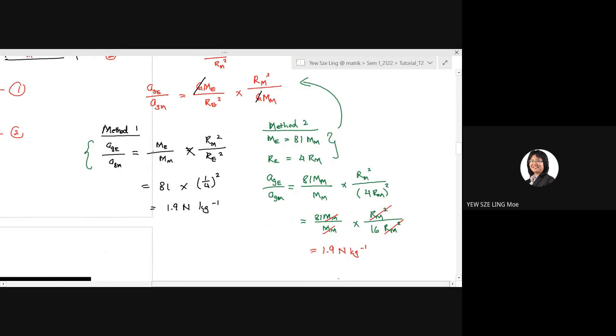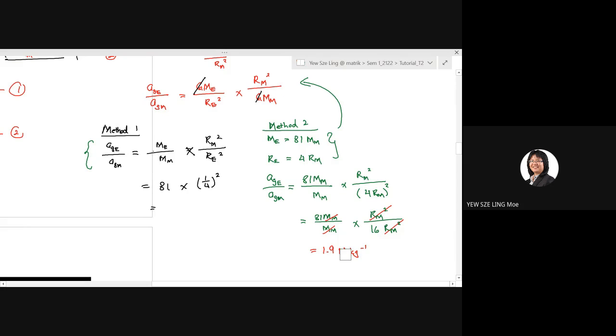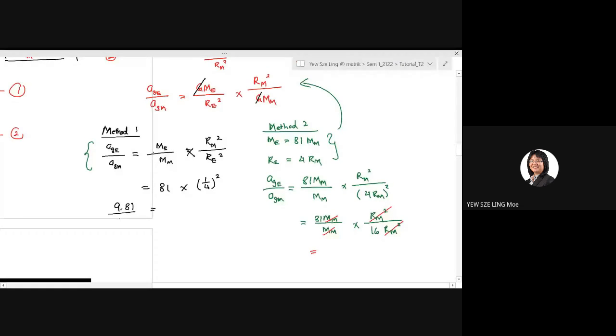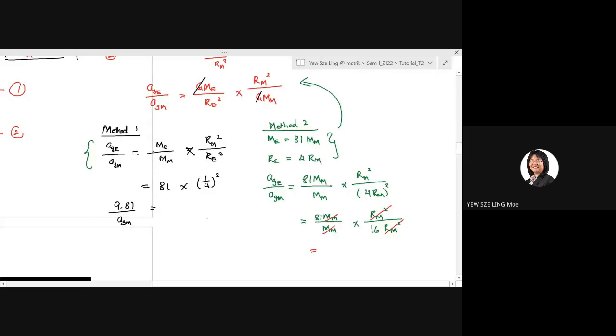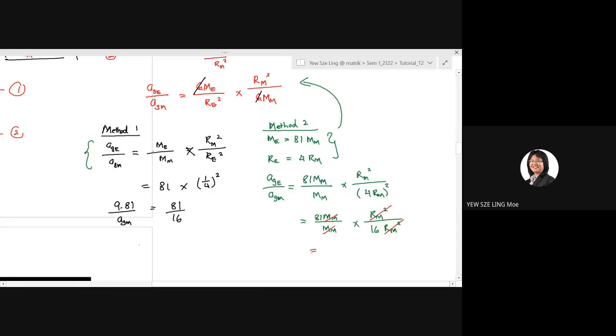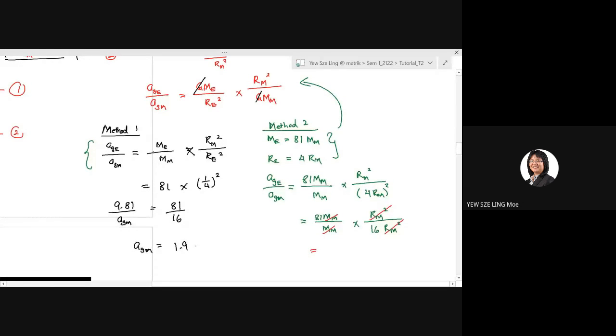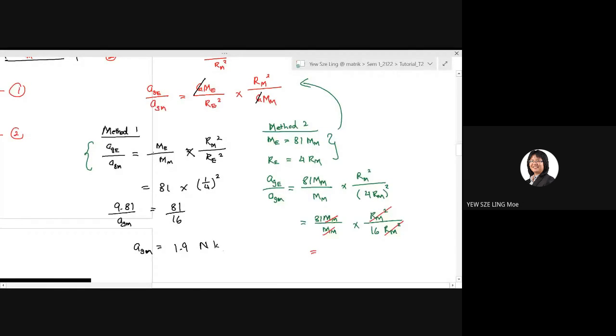Oh yeah, one more thing. I forgot one step. Actually, you won't get 1.9 yet. That is my bad. So what next? Actually, we need to add one more step. So gE is the Earth. Earth is 9.81 over gM, right? So this is your 81 divided by 16. So gM is then equals to 1.9. Sorry, that is my bad. I missed out one step.